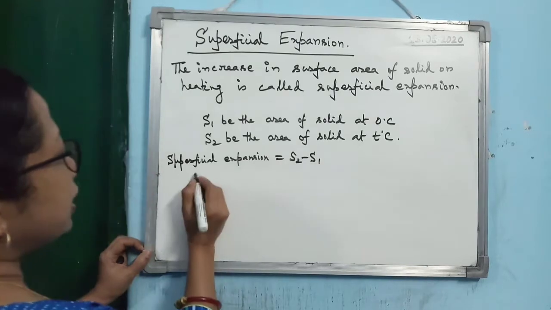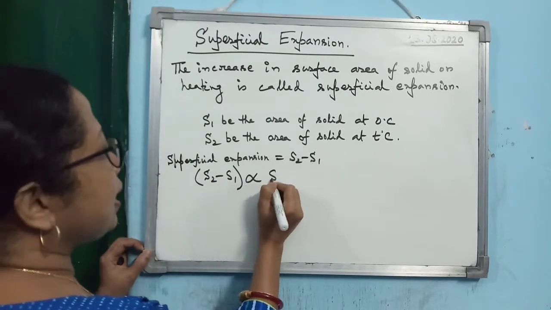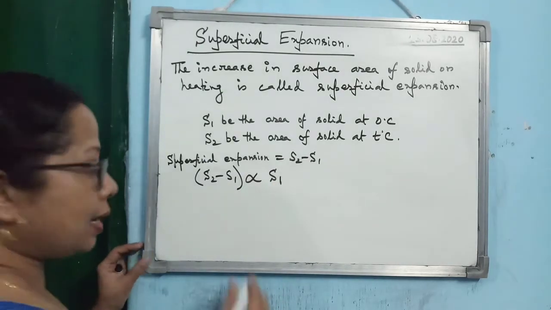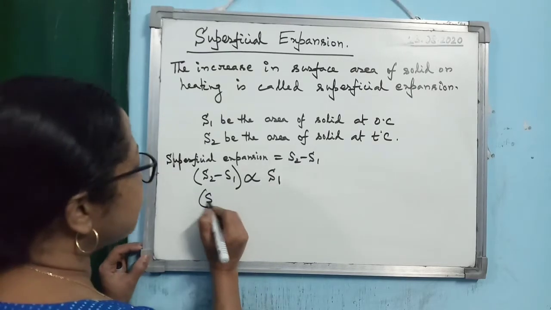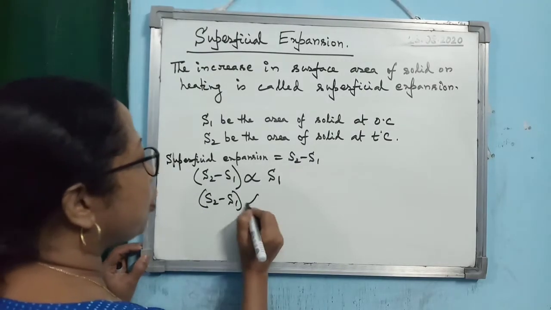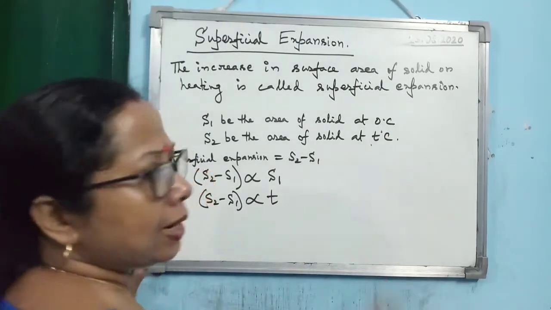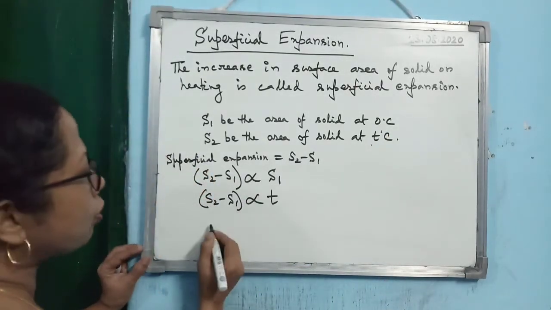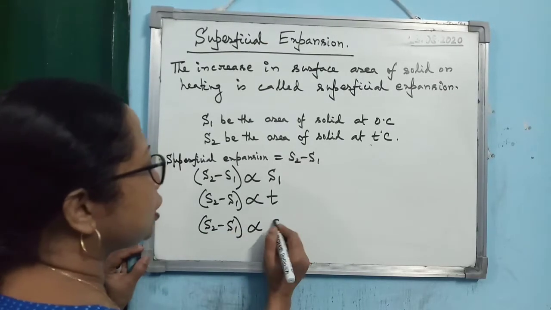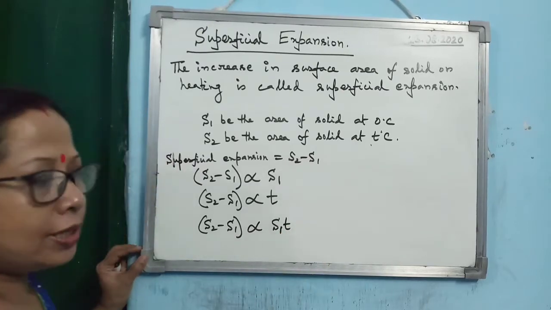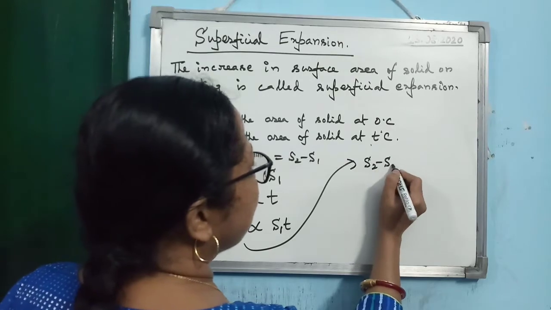Superficial expansion is equal to S2 minus S1. Alright. Now according to our concept, what we have got, S2 minus S1 directly proportional to S1, it is initial area, and then S2 minus S1 is proportional to change in temperature. So how much is the change in temperature? T minus 0, that is T. So if you combine these two, you can write S2 minus S1 proportional to S1 into T.